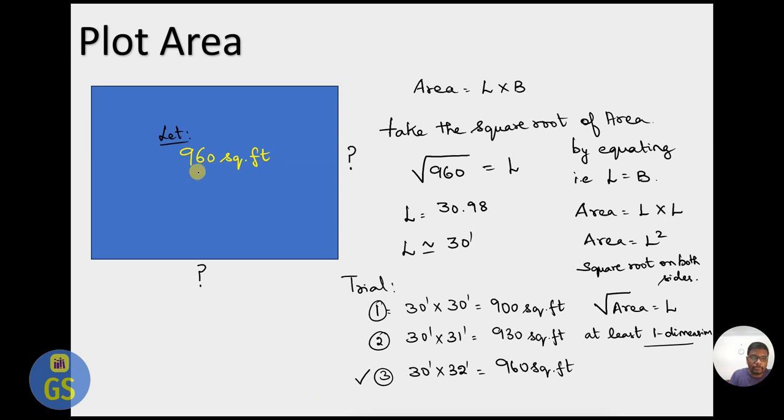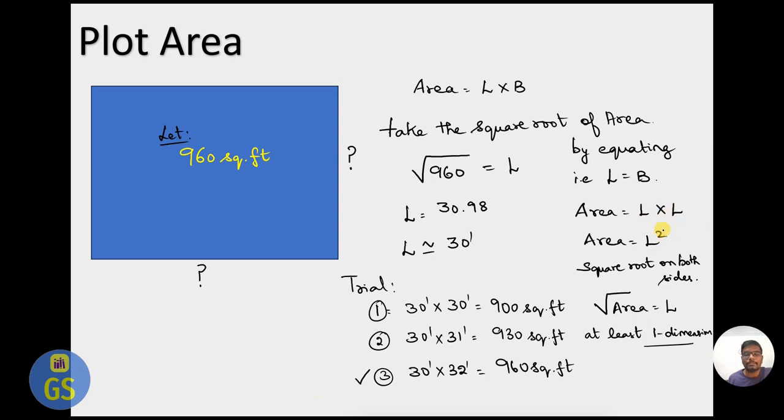960 square feet. Suppose you have a plot size of 960 square feet. How do you understand what the length and the breadth will be? What dimensions do we want to use to make a plan for this 960 square feet? As I said, area is calculated as length into breadth. So let's take the area as 960. Right now I'm taking length equal to breadth, so area is equal to length into length, that is L square.